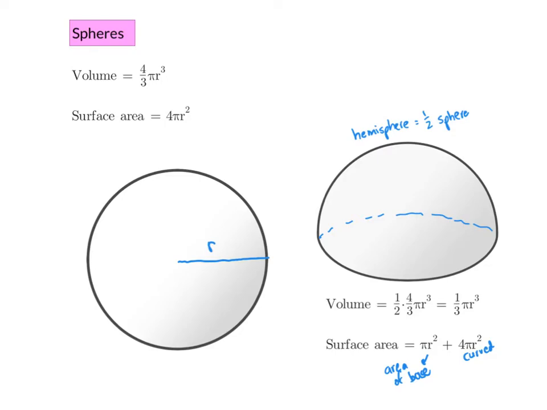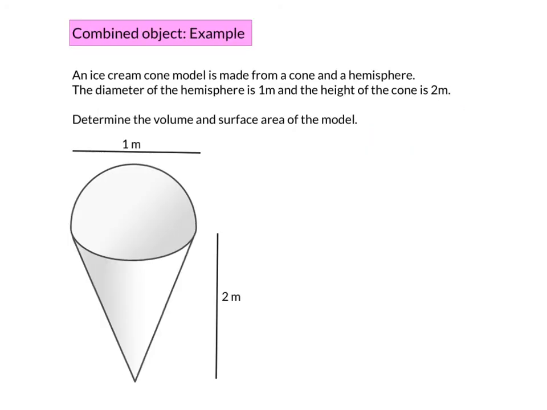However, like with the other formulas, you need to think about the context about whether you're going to add that area of the base circle or whether you're just working out the area of the curved part. Now let's look at an example.